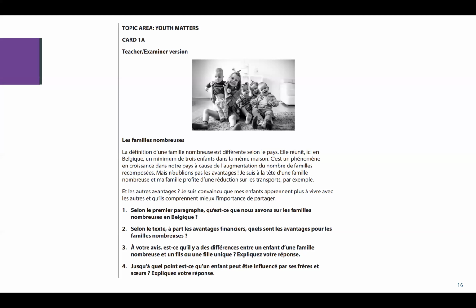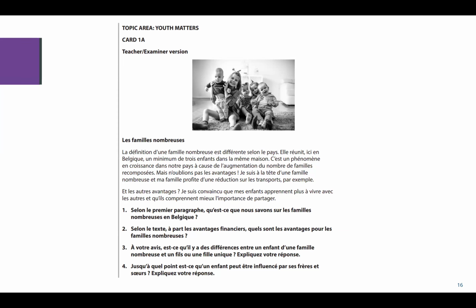Now, what the student sees is the picture and then the two paragraphs. They'll have les familles nombreuses, and then they'll have those two paragraphs. These questions appear only on the teacher examiner card. It's actually within the booklet. So the important thing is that the candidates don't see those 4 questions.